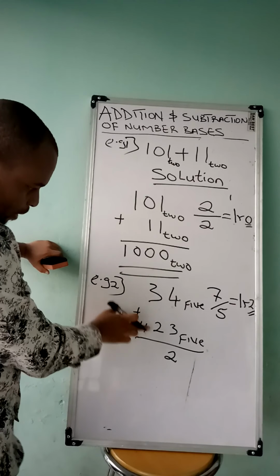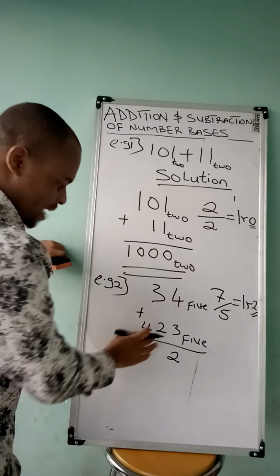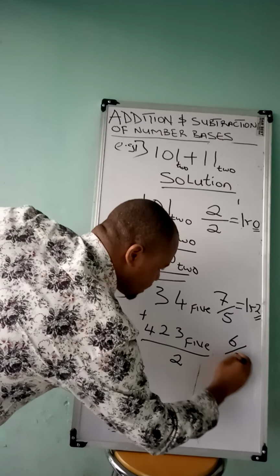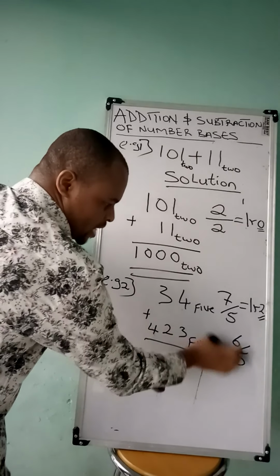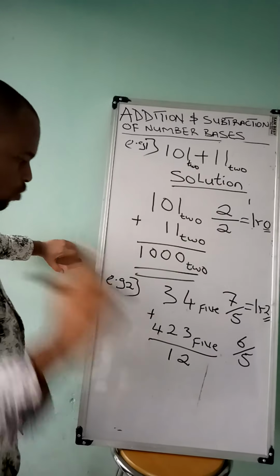I come here, 3 plus 2 is what? 5. Plus the 1 I carried is what? 6. Can I have 6 in base 5? No. So I'll have 6 over what? The base I am working on, 5. This will give me 1 remainder 1. I write my 1. I carry 1.